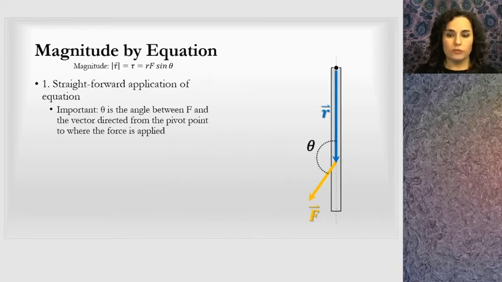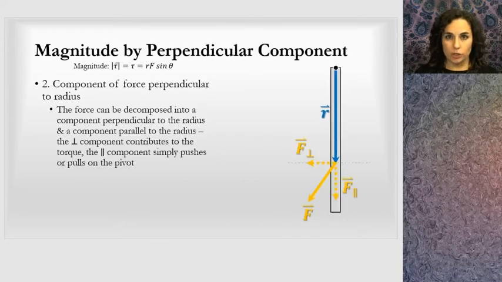An alternative way, the second way, which I find useful, is the magnitude by component, perpendicular component way. Okay, and you can see in this picture this force that's being applied at an angle with respect to the radius vector can be decomposed into a force perpendicular to whatever the rotating object is, and a force parallel along the same direction as the r vector.